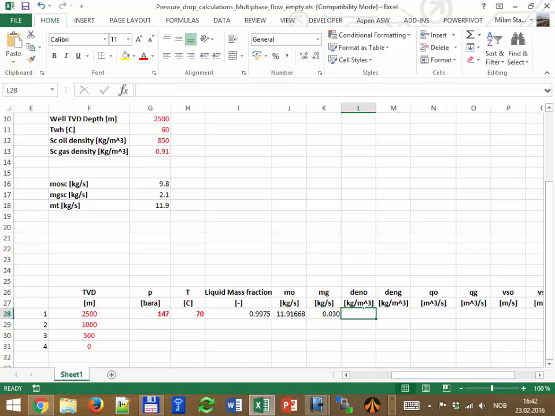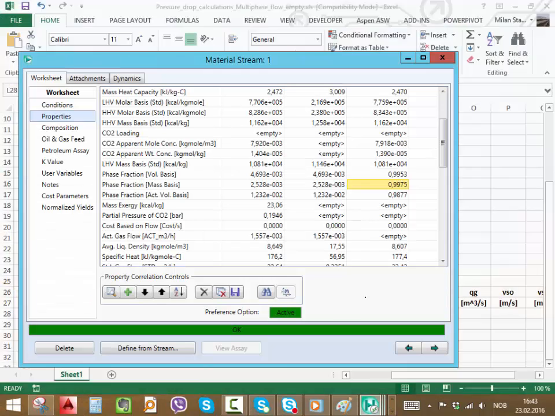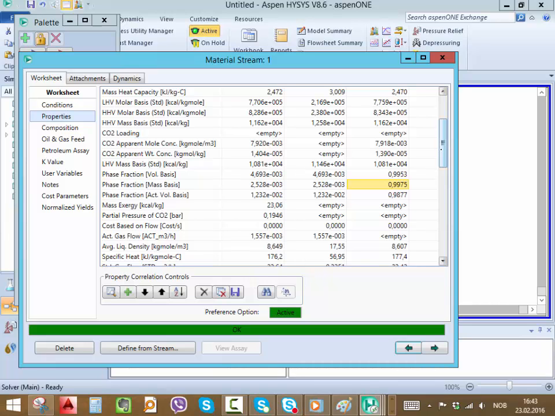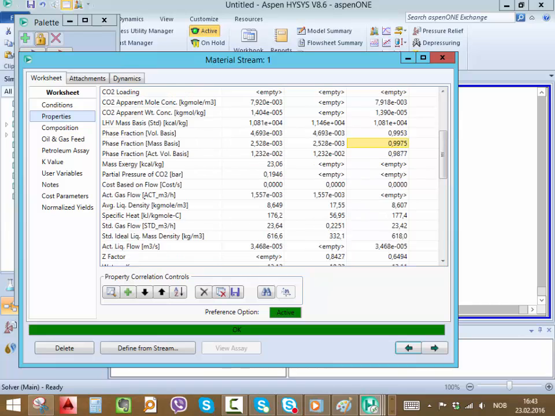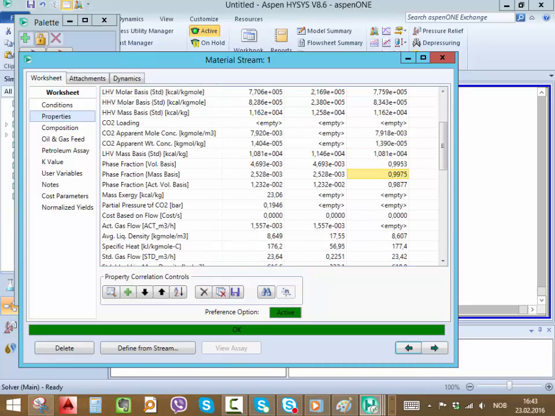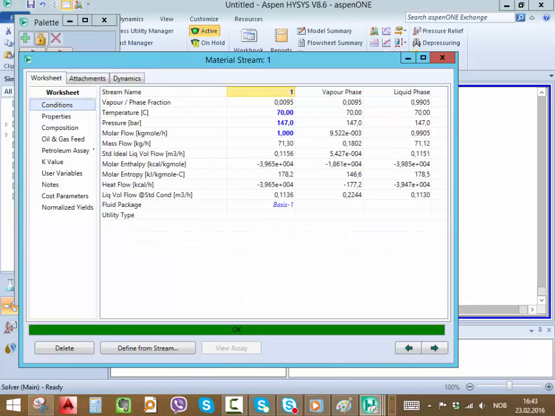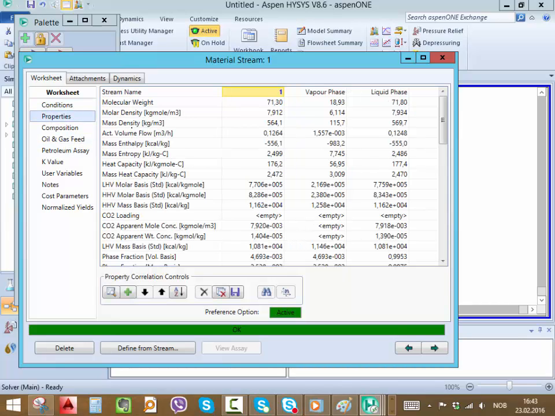Now I need the density of the oil and the density of the gas at that pressure and temperature. Luckily, I can also go to Hysys. It's like a magician, okay? I just ask and he gives me. So where is the density? Do you see it someplace? Maybe on conditions? No, properties. Mass density of the gas and the oil, 115.7.